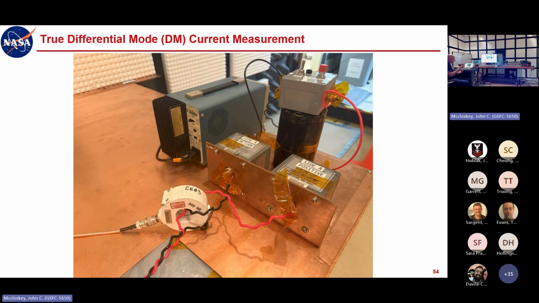So if it was all truly differential mode current that we were measuring with that single wire measurement, you would expect this differential mode measurement to be 6 dB higher. Everybody with me? Very central point here. Everybody with me there?